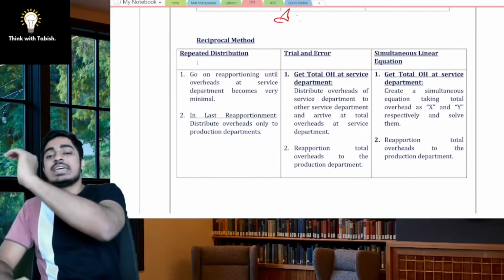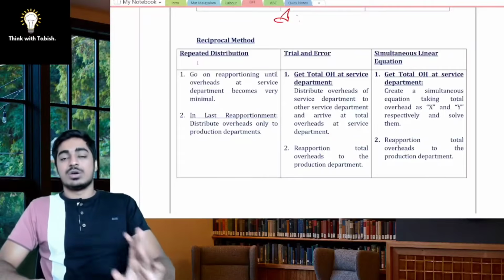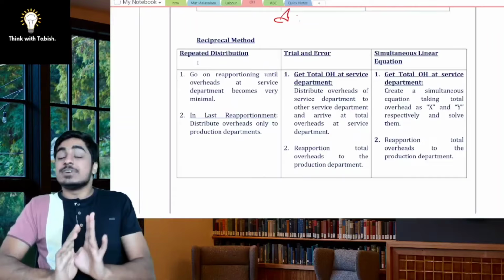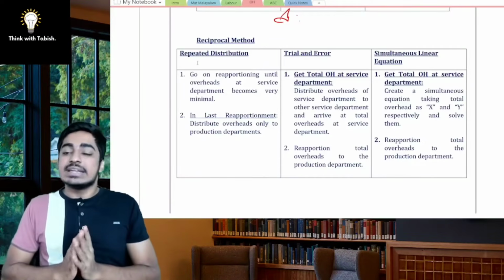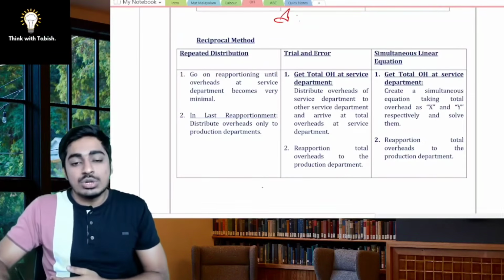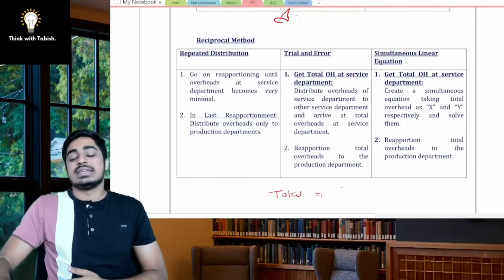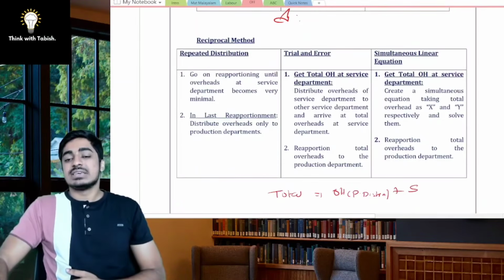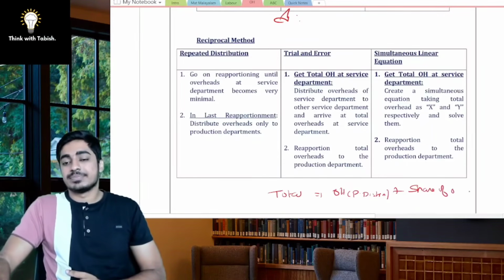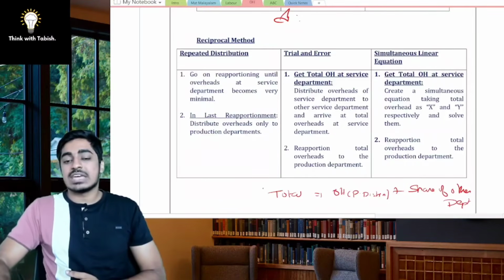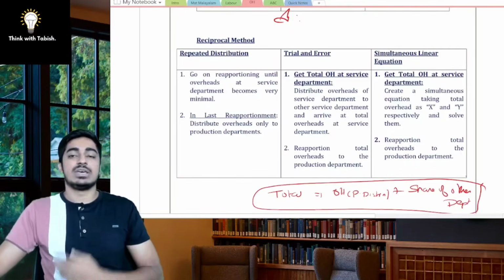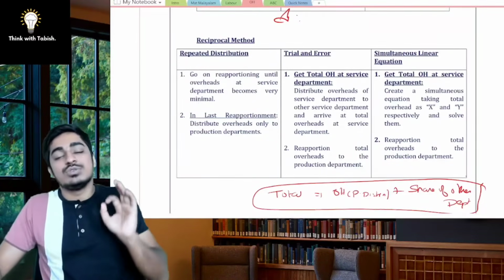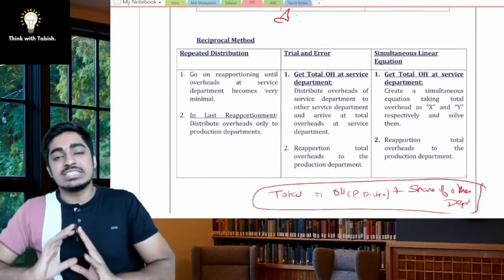We have the trial and error method and the simultaneous linear equation method. What do these both methods tell? More or less, the steps are simple. First, arrive at the total overhead at the service department. The total overhead at the service department is nothing but overhead as per primary distribution plus share of the other department. Once you have arrived at the total overhead at the service department, then you reapportion using whatever ratio is given in the question. The second step is simple.